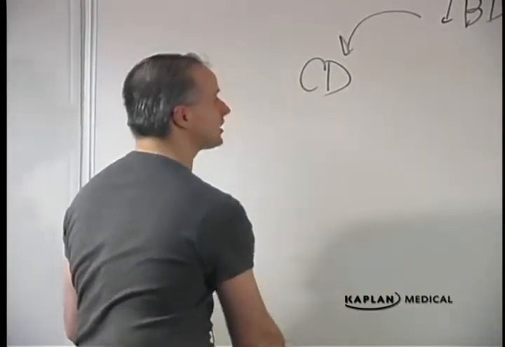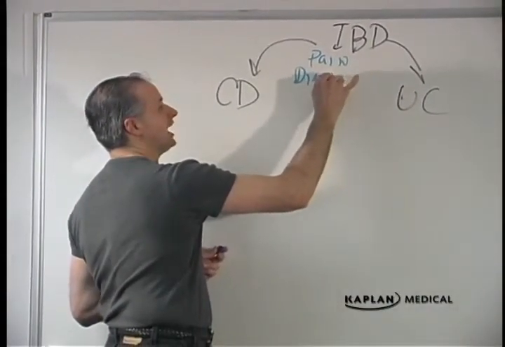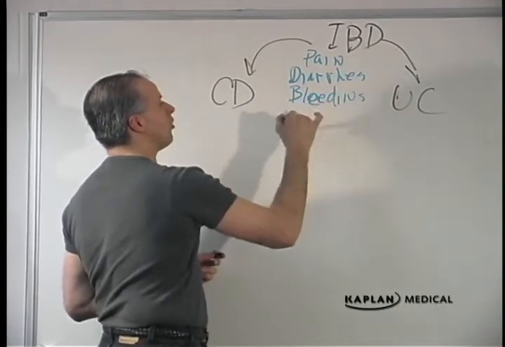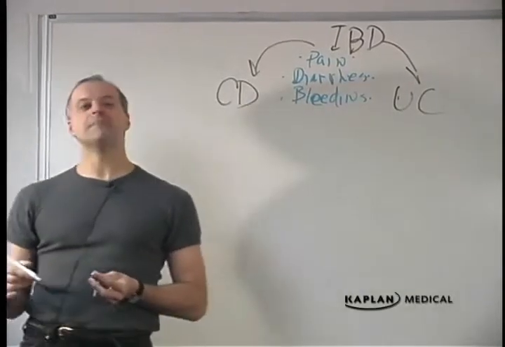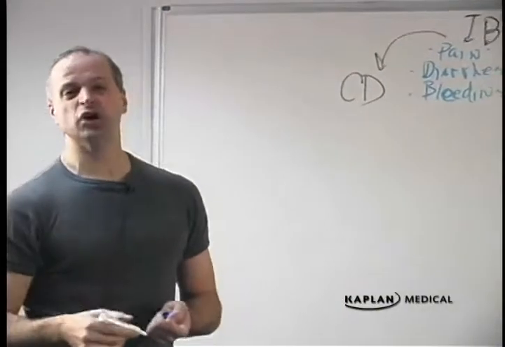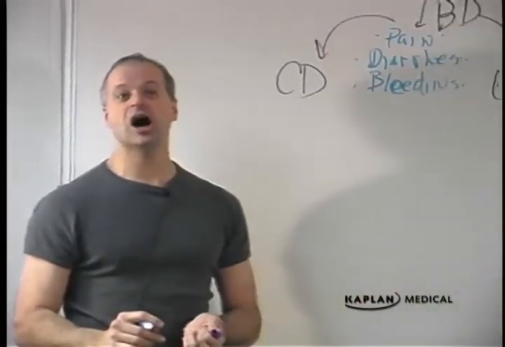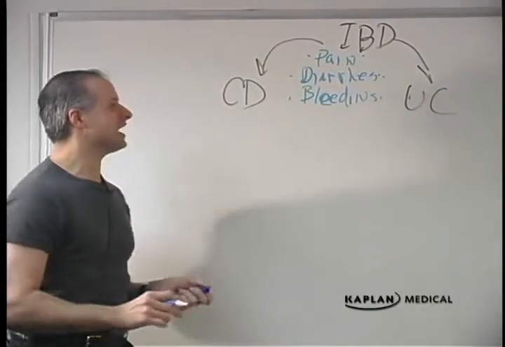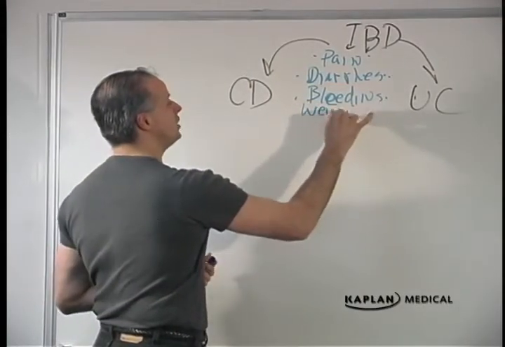What do they both have in common? They both cause abdominal pain, diarrhea, and bleeding. They both cause fever. They're both chronic, unrelenting, remitting, and relapsing. They are both chronic disorders of inflammation of the small and large bowel, or just the large bowel, causing weight loss, diarrhea, pain, and fever.